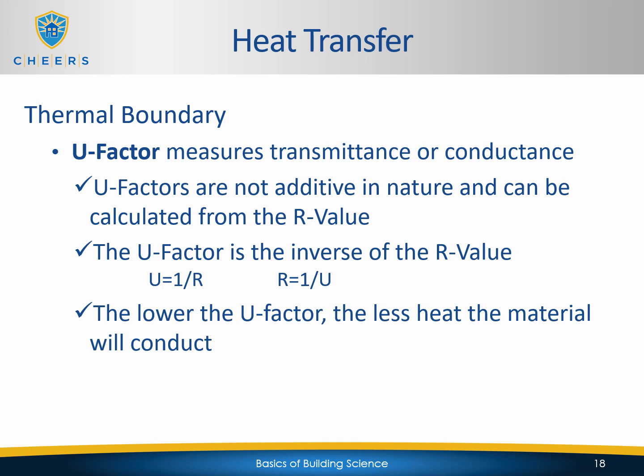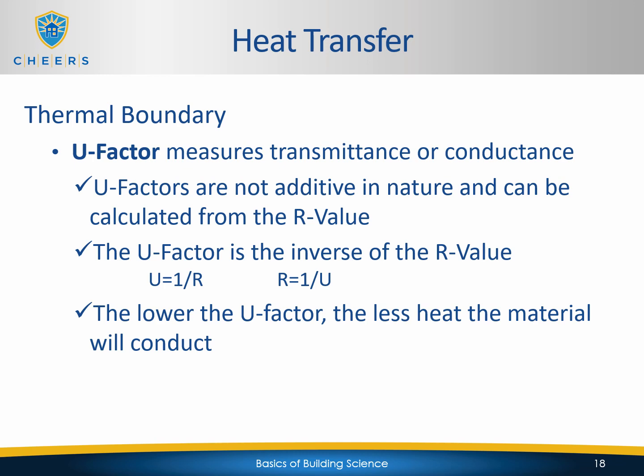Now the U factor measures the transmittance or conductance. Keep that in mind. R value measures resistance, U factor measures transmittance or conductance. The difference is that the R value, as I said, can be added together. If you have multiple layers of insulation within a boundary, you can add the R values of each one of those layers, and that gives you the aggregate R value for the boundary. Now the U factor cannot be added together. It's not additive in nature, but can be calculated from the R value. Once you find the R value, you can figure out the U factor from it.